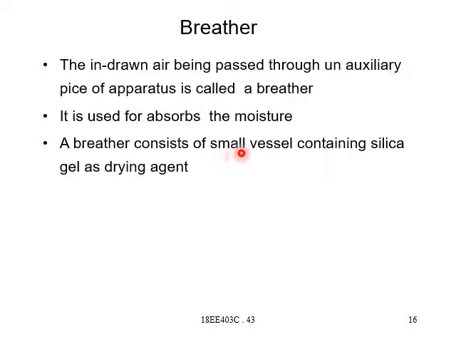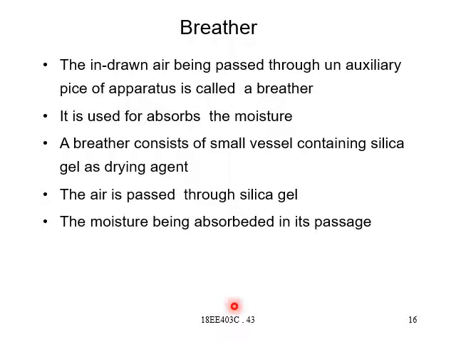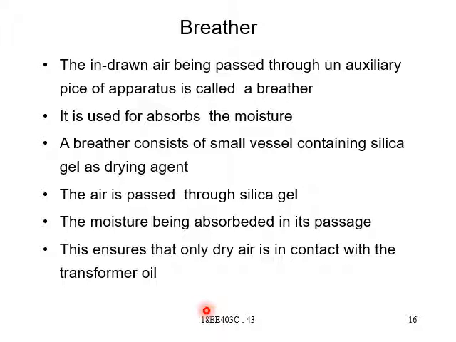The breather consists of a small vessel containing silica gel as a drying agent. That means it just absorbs the moisture within it and keeps the air dry. The air is passed through silica gel and the moisture is absorbed in its passage. This ensures that only dry air is in contact with the transformer oil.